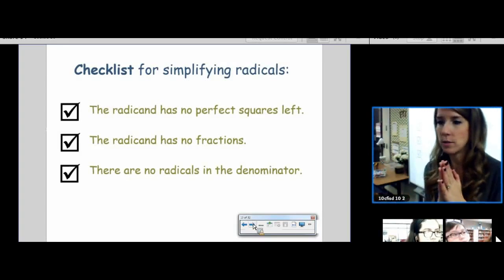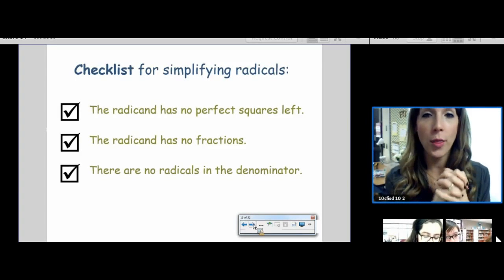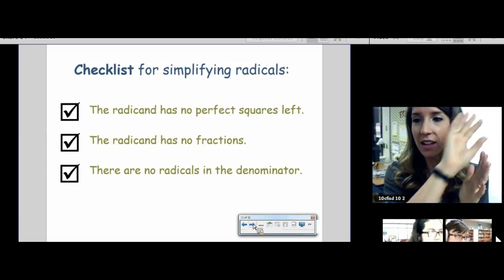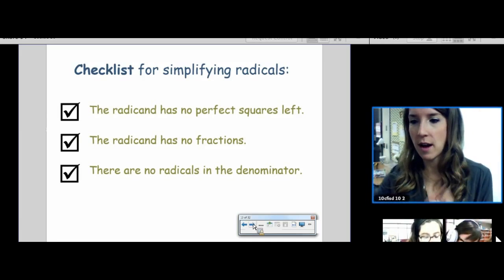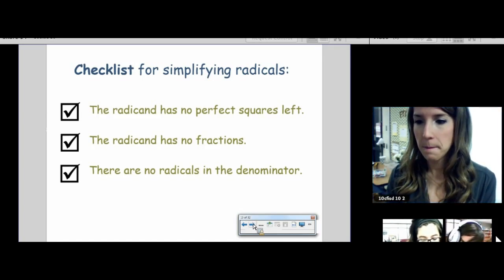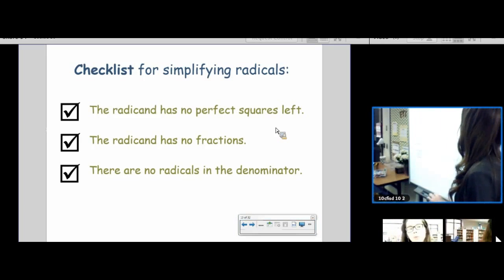This is a very important part of the lesson. I want you to write down all 3 things on this checklist. Title it Checklist for Simplifying Radicals. So let's take a look at this checklist.